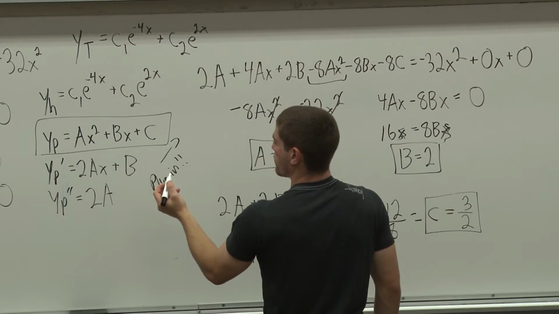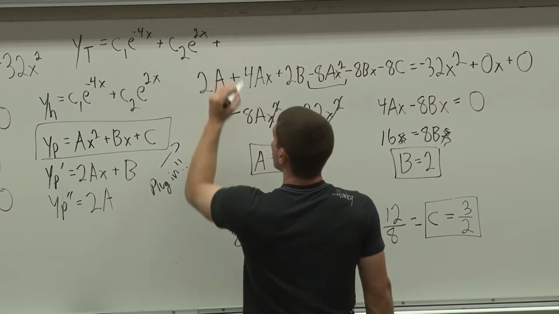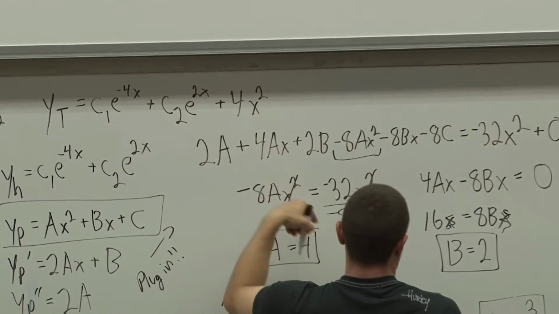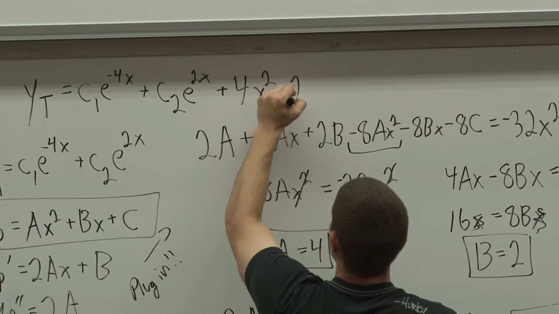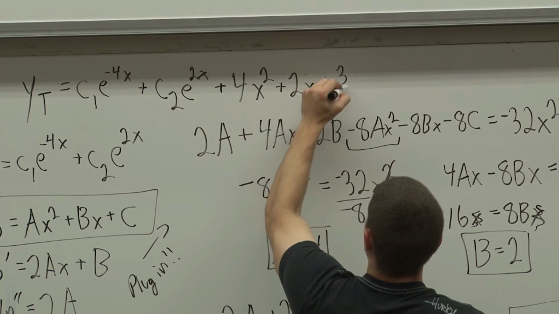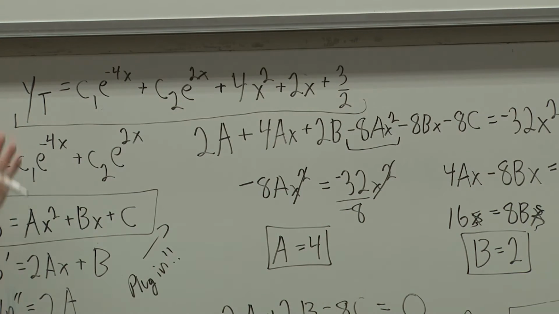OK, so y particular, add that. A is equal to 4. So we have 4x squared plus 2x plus 3 over 2. All right, cool. So that's our total solution.